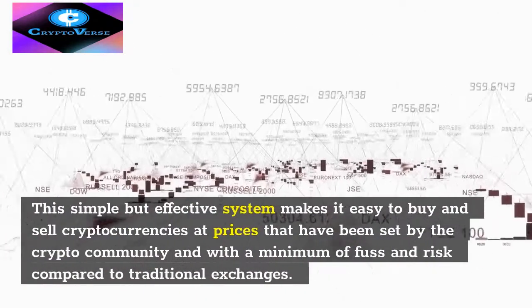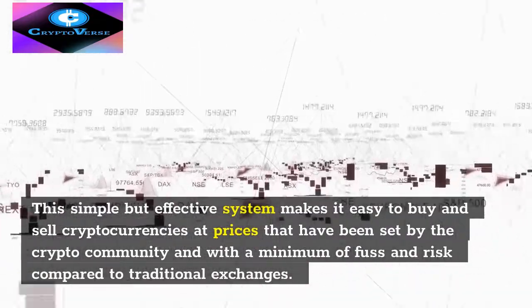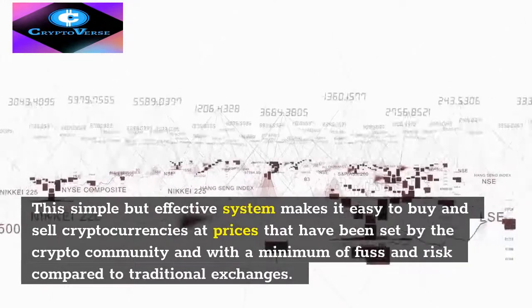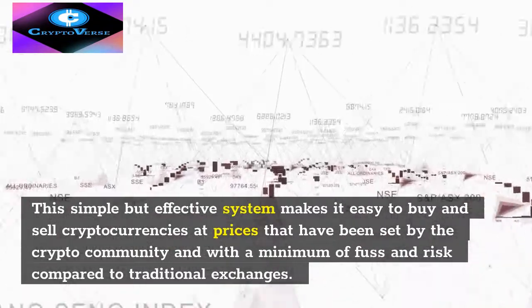This simple but effective system makes it easy to buy and sell cryptocurrencies at prices that have been set by the crypto community and with a minimum of fuss and risk compared to traditional exchanges.